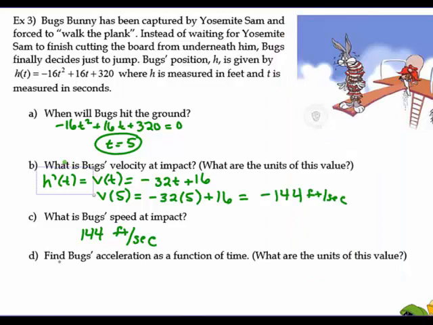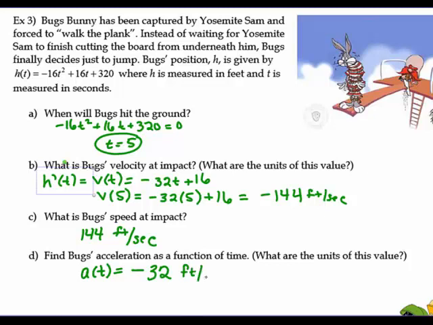So back to here. Find Bugs' acceleration as a function of time. What are the units for this value? So acceleration is the second derivative, which would be the derivative of velocity. So acceleration is the derivative of velocity, which is negative 32. That's it. There's no t's. So my acceleration is a constant at negative 32.